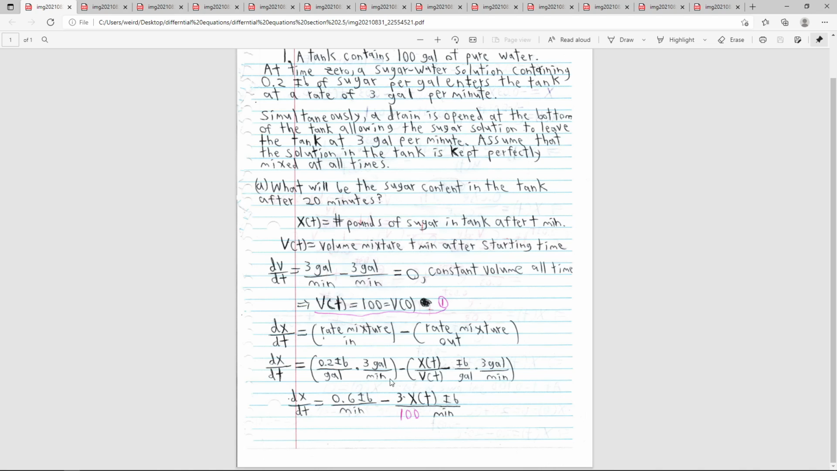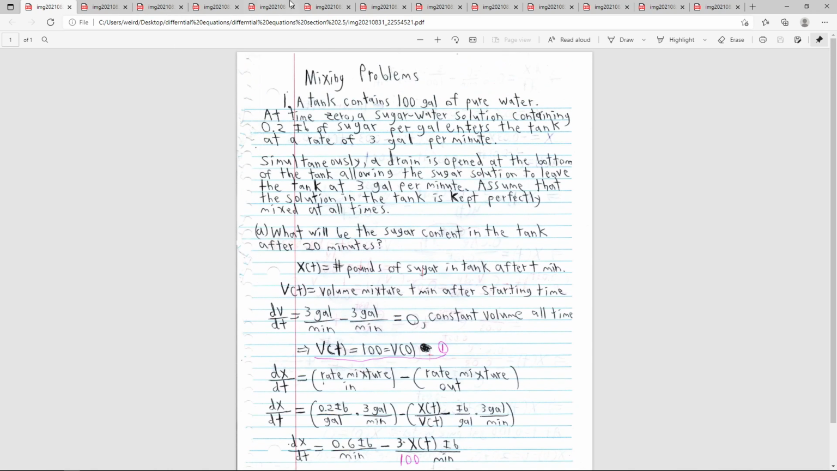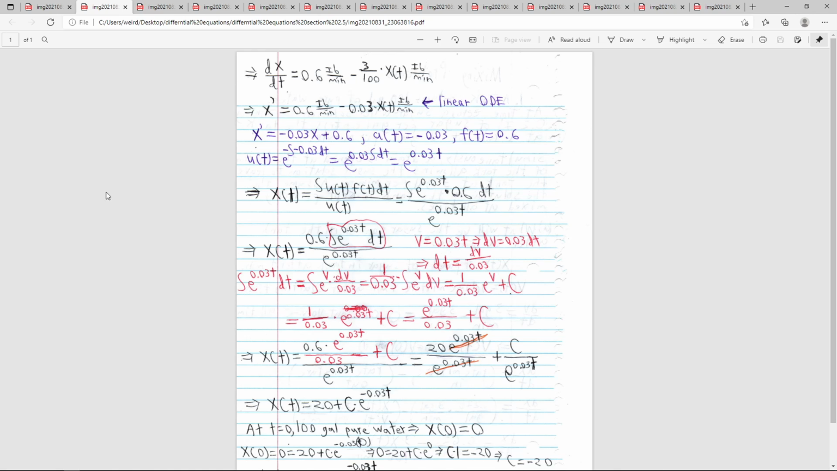And v(t) is just 100, so that's why I substitute that in. In the next step, we have dx/dt equal to 0.6 pounds per minute minus 3/100ths times x(t) pounds per minute. I eventually simplify this down to x' equals 0.6 pound per minute minus 0.03 times x(t) pound per minute. And this is the linear ODE. A better way of writing this is x' equals negative 0.03x plus 0.6.